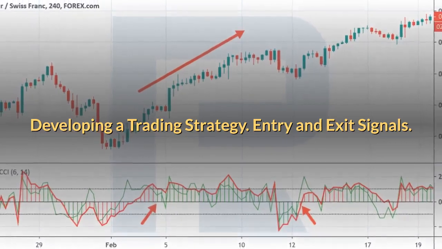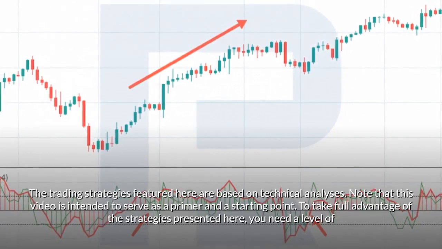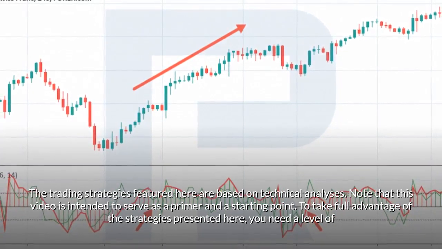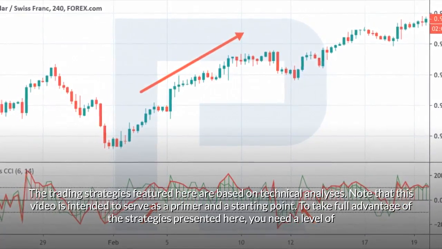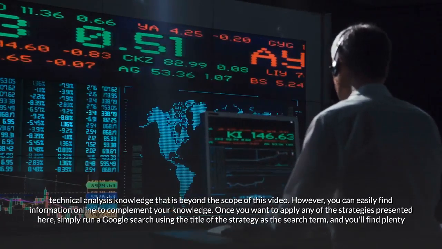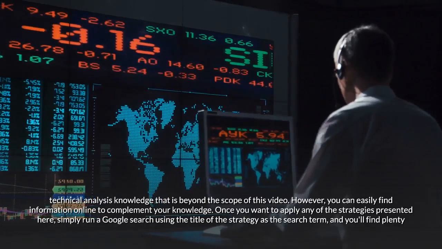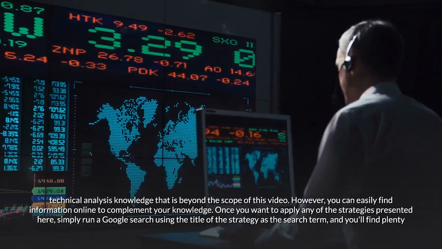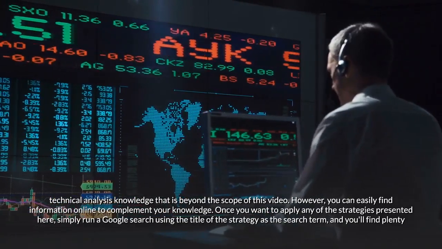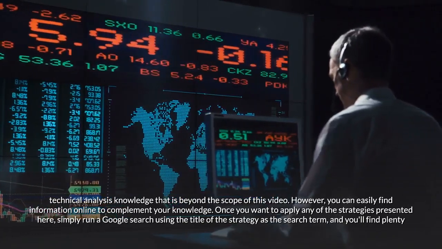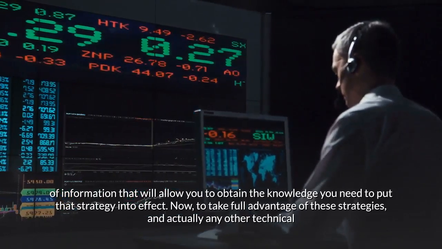Developing a trading strategy: entry and exit signals. The trading strategies featured here are based on technical analysis. Note that this video is intended to serve as a primer and a starting point. To take full advantage of the strategies presented here, you need a level of technical analysis knowledge that is beyond the scope of this video. However, you can easily find information online to complement your knowledge. Once you want to apply any of the strategies presented here, simply run a Google search using the title of the strategy as the search term, and you'll find plenty of information that will allow you to obtain the knowledge you need to put that strategy into effect.